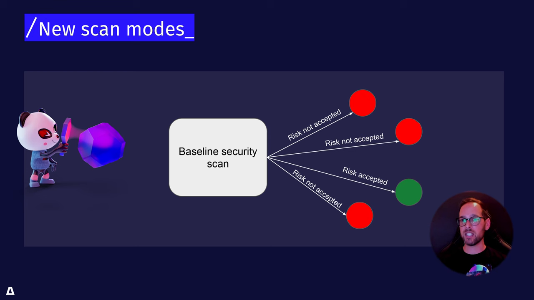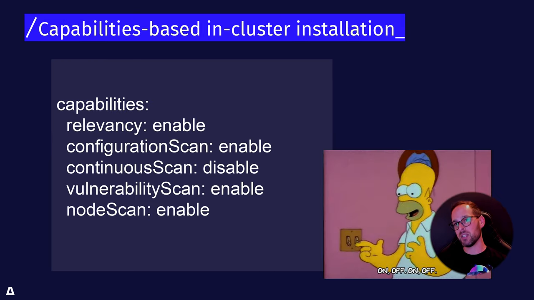Another cool thing is the capabilities-based in-cluster installation. With our new in-cluster features, we've made it easy to enable and disable them in our Helm chart. You can turn on configuration scanning, vulnerability scanning, reachability, formerly known as relevancy, and the node scanner, the node agent, in the values.yaml file. So it's a more flexible and customizable installation process, tailored to your needs.